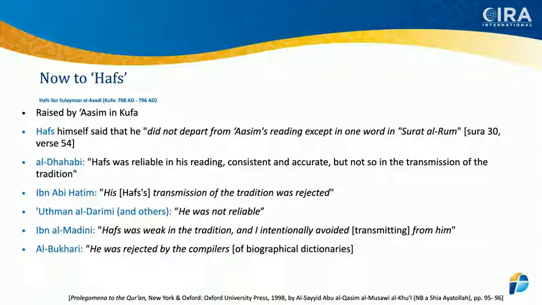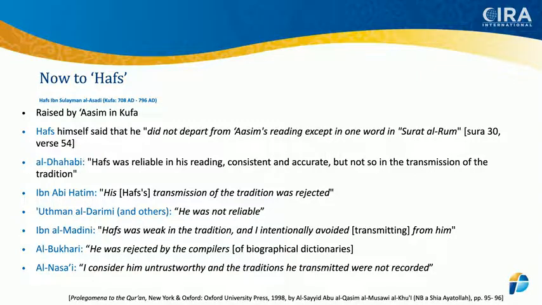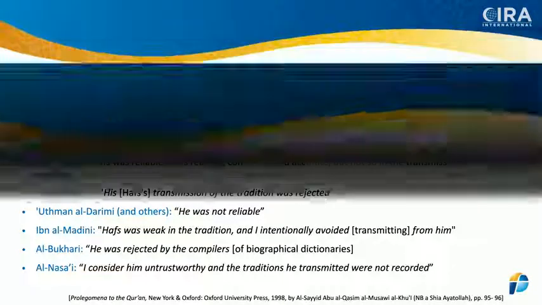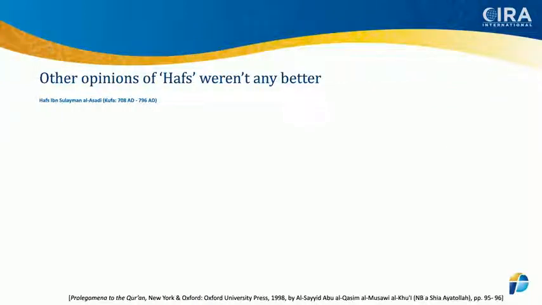Al-Bukhari, our famous Al-Bukhari, who died in 870. Look and see what he says: he was rejected by the compilers of biographical dictionaries. And then Al-Nasai: I consider him untrustworthy, and the traditions he transmitted were not recorded. These are hadith transmitters, by the way, Al-Bukhari and Nasai. So if these guys who collected the hadith tell you something like this, who supposedly were able to tell which hadith is sound and which is not, why aren't we taking their advice? Why are we even going to Hafs, okay?